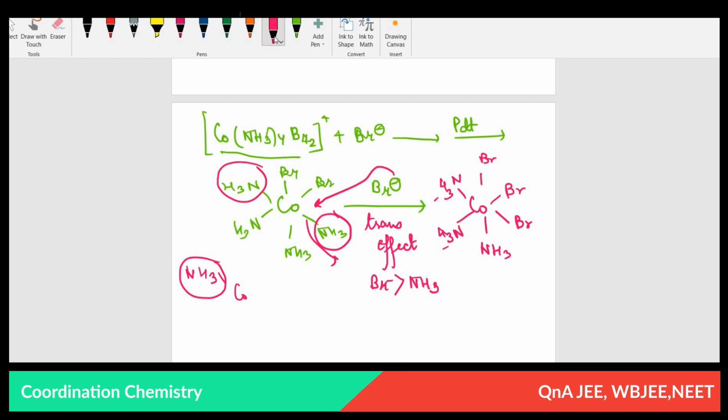Another isomer that we can get is if supposedly bromine removes this ammonia from here, then what happens?